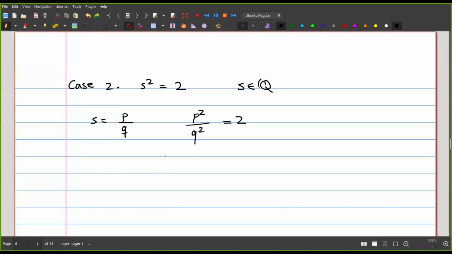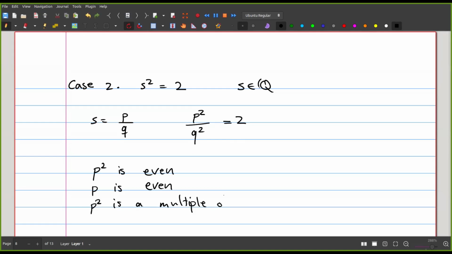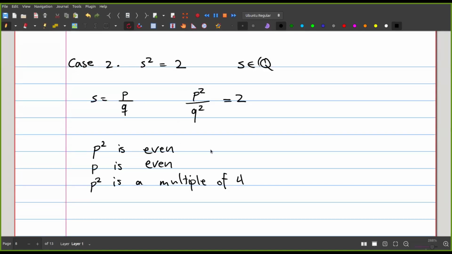So 2 times q squared is p squared, so it means that p squared is even. But if p squared is even, then p is even. But if p is even, then p squared is a multiple of 4. But if p squared is a multiple of 4, q squared, which is half of p squared, is going to be a multiple of 2. So q squared is even. So q is even. But now I have that p is even and q is even. So GCD of p and q cannot be 1.